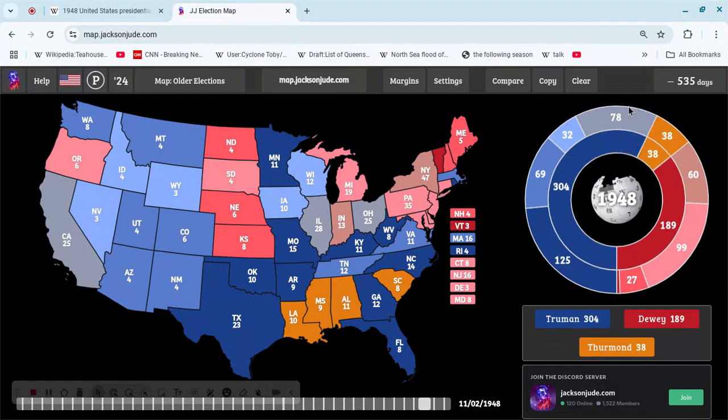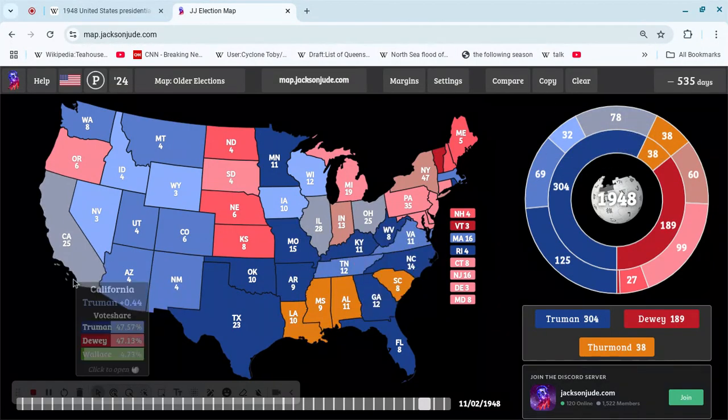Looking at these 78 electoral votes, if two of these three states of Illinois, Ohio, and California go to Dewey, it's forced into the House of Representatives. If three of them go Dewey's way, he wins the election outright. So it came down to a tipping point state of less than 1%.